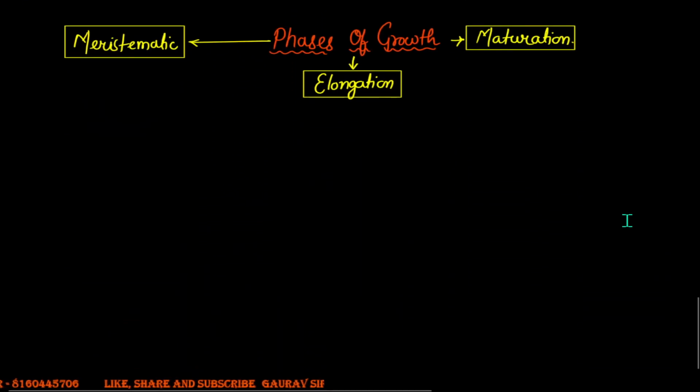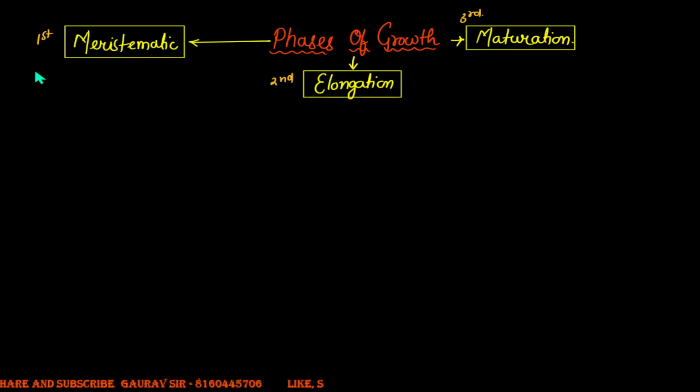So in today's class, we will be discussing phases of growth, and this growth in the case of the plant takes place in three phases. First of them is the meristematic phase, followed by the elongation phase, that is the second phase, and lastly there is a third phase, that is maturation. So let us dive into all of these three phases one by one.